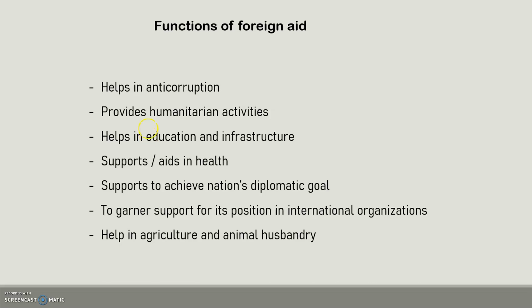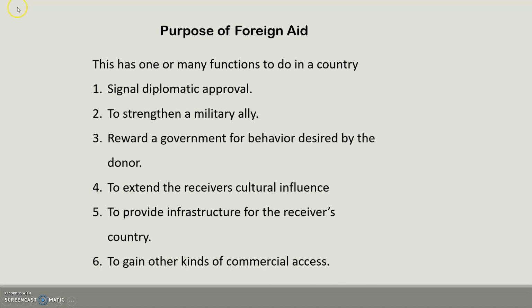Supports achieving nations' diplomatic goals, to garner support for its position in international organizations. What do you mean by garner support here? To gather support for its position in international organizations. Helps in agriculture and animal husbandry. Right, the next slide: purpose of foreign aid.